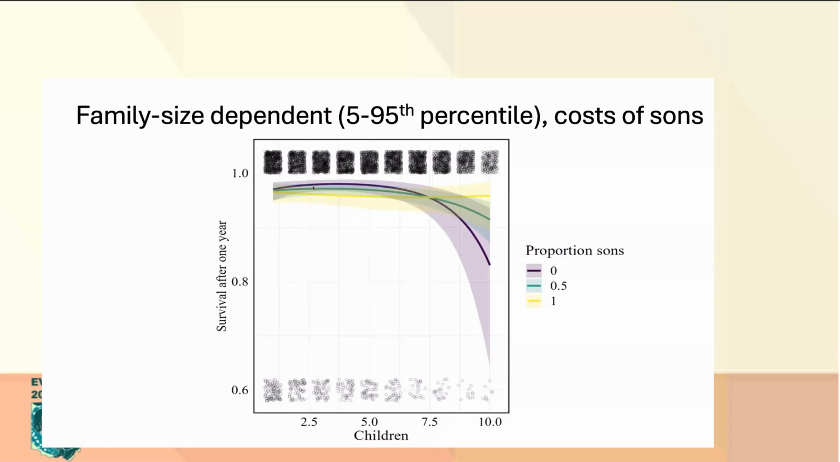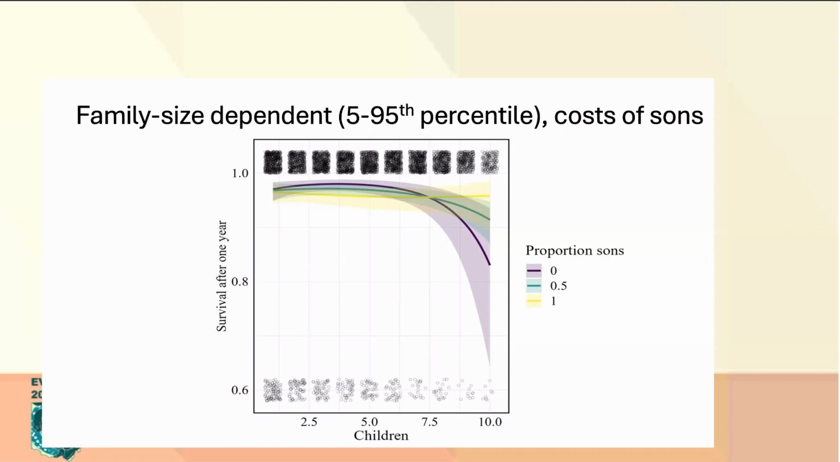So just to zoom in on this graph, just to show you a bit more clearly, here is the median number of children, family size of 5, and mothers who have more sons have got a reduced survival 1 year after birth than mothers who just have daughters. And we also analysed this data set excluding family sizes of more than 10, and this relationship still held.